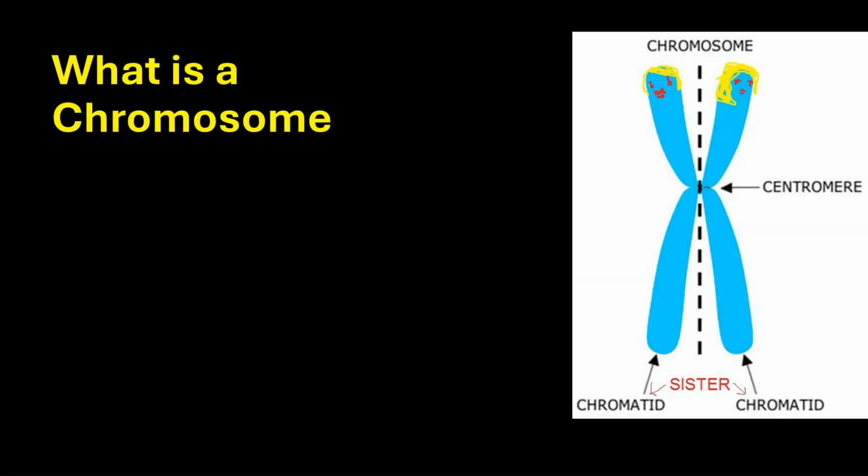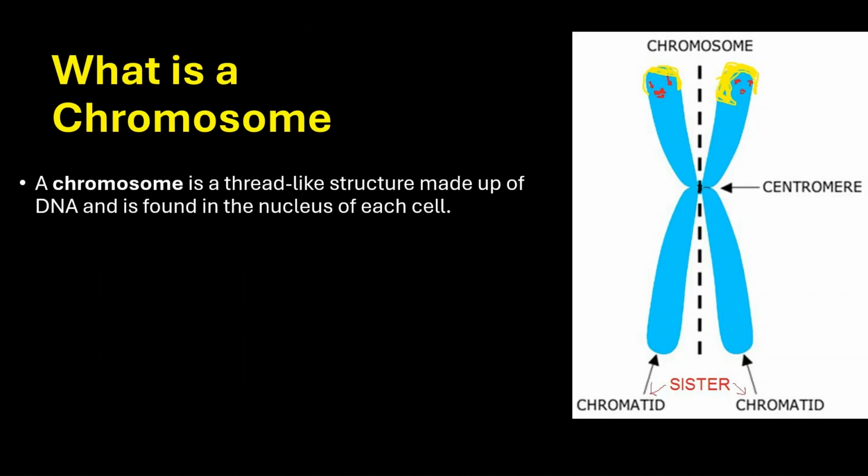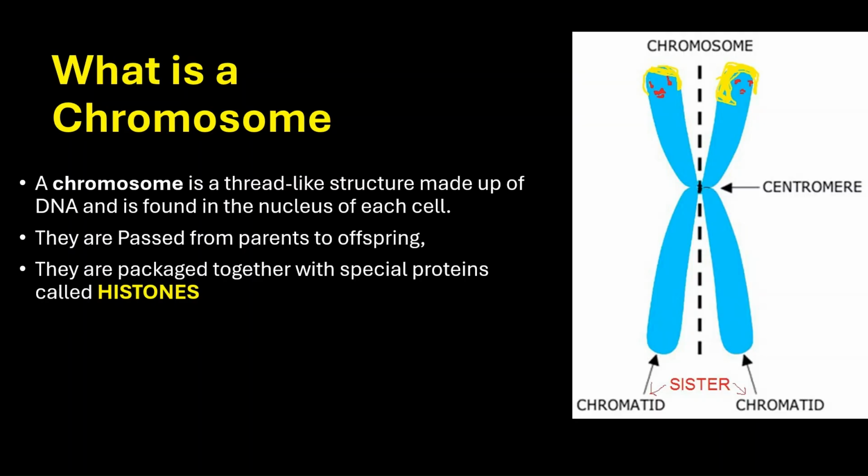The next question we're going to try and find an answer to is, what is a chromosome? So that is a diagram you have on your screen. A chromosome is a thread-like structure made up of DNA and is found in the nucleus of each cell. They are passed from parents to offspring. In other words, you only get it through inheritance. They are packaged together with special proteins called histones.